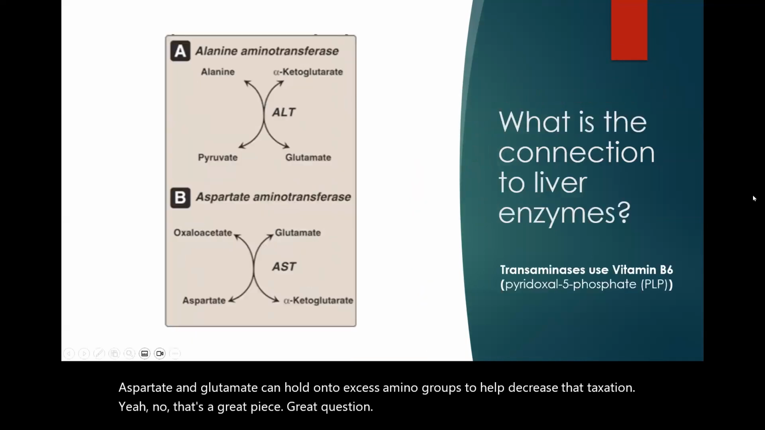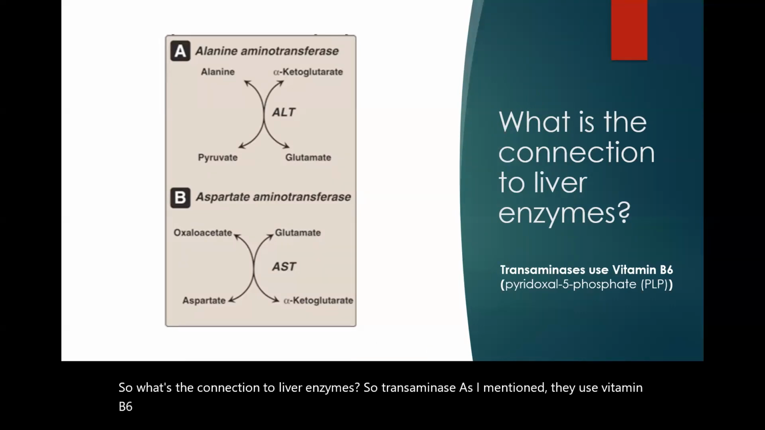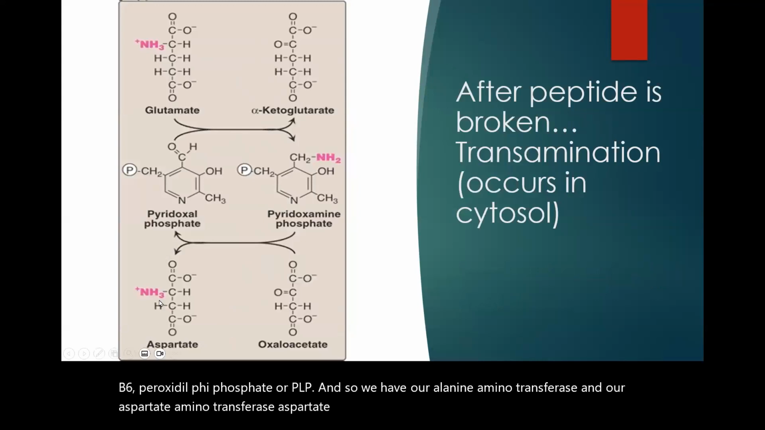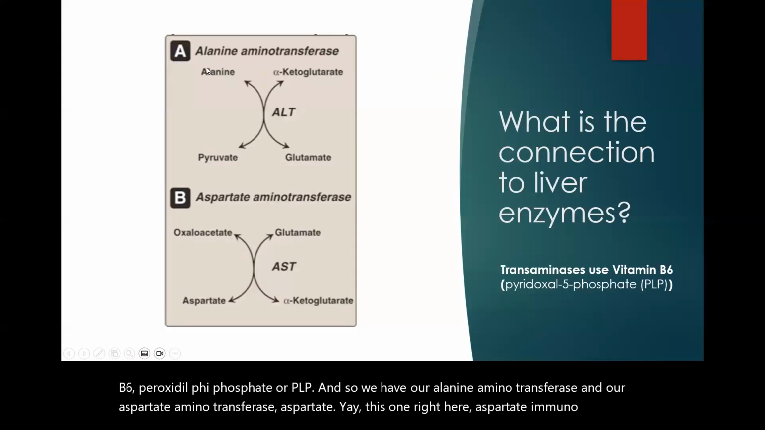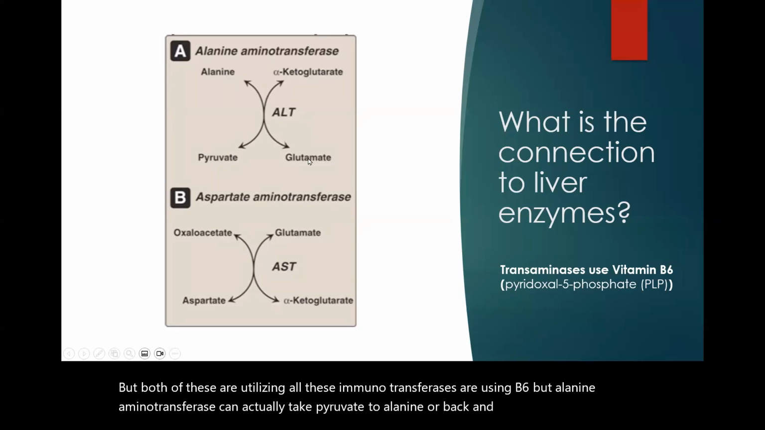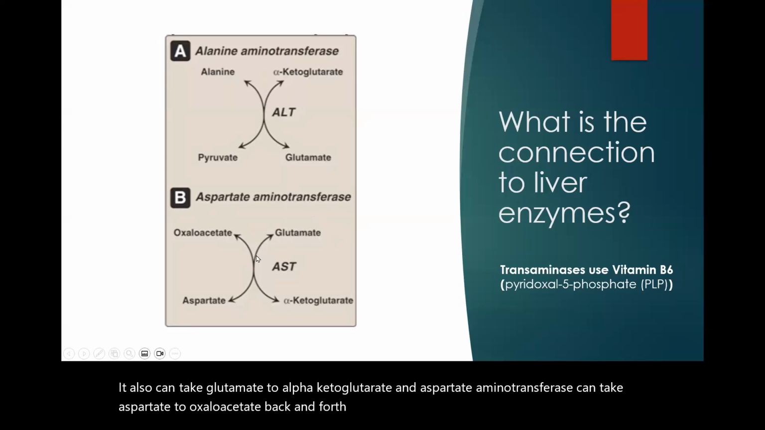So what's the connection to liver enzymes? Transaminases, I mentioned, use vitamin B6, pyridoxal 5-phosphate or PLP. We have our alanine aminotransferase and our aspartate aminotransferase. All these aminotransferases are using B6. Alanine aminotransferase can take pyruvate to alanine or back and forth. It also can take glutamate to alpha ketoglutarate. And aspartate aminotransferase can take aspartate to oxaloacetate, back and forth, or alpha ketoglutarate to glutamate, either way.